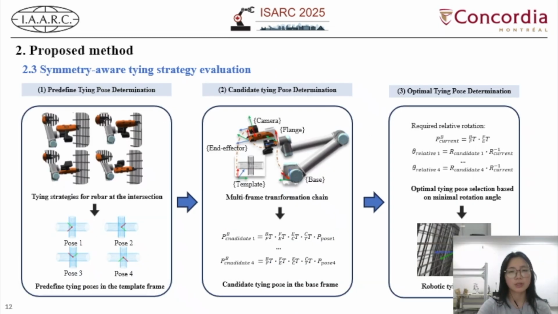Our symmetry-aware tying strategy consists of three key steps. First, we predefine multiple tying poses in the template coordinate frame. Second, we determine candidate tying poses in the base coordinate frame using forward kinematics. Finally, we select the optimal tying pose based on the minimal rotation angle requirement, which significantly reduces motion time and improves efficiency.